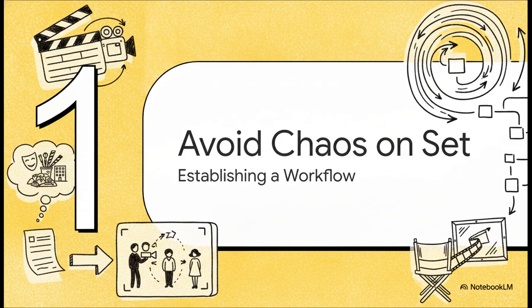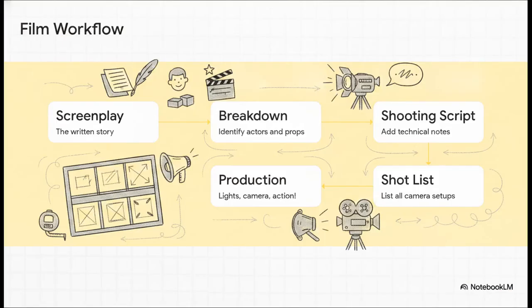So, starting off with Section 1, avoid chaos on set and establishing a workflow. We've already talked about breaking down a screenplay to figure out your actors, your props, and your locations. But now we have to establish the workflow to actually film the thing. Let's move through this and see how it builds. You start with your screenplay. That moves to your script breakdown, which then informs your shooting script, which directly leads to your shot list, and then, finally, production. These steps are the essential tools helping the director and the entire crew visualize the film way before a single frame is ever recorded.